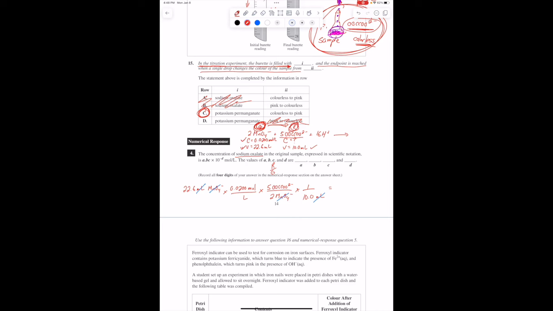So you do the math on that and you get 0.113 moles per liter. Now they want this in scientific notation, so I'm gonna have to move my decimal over here. So I get 1.13 times 10 to the negative 1. And then I put my answers in A, B, C, D: 1, 1, 3, 1.